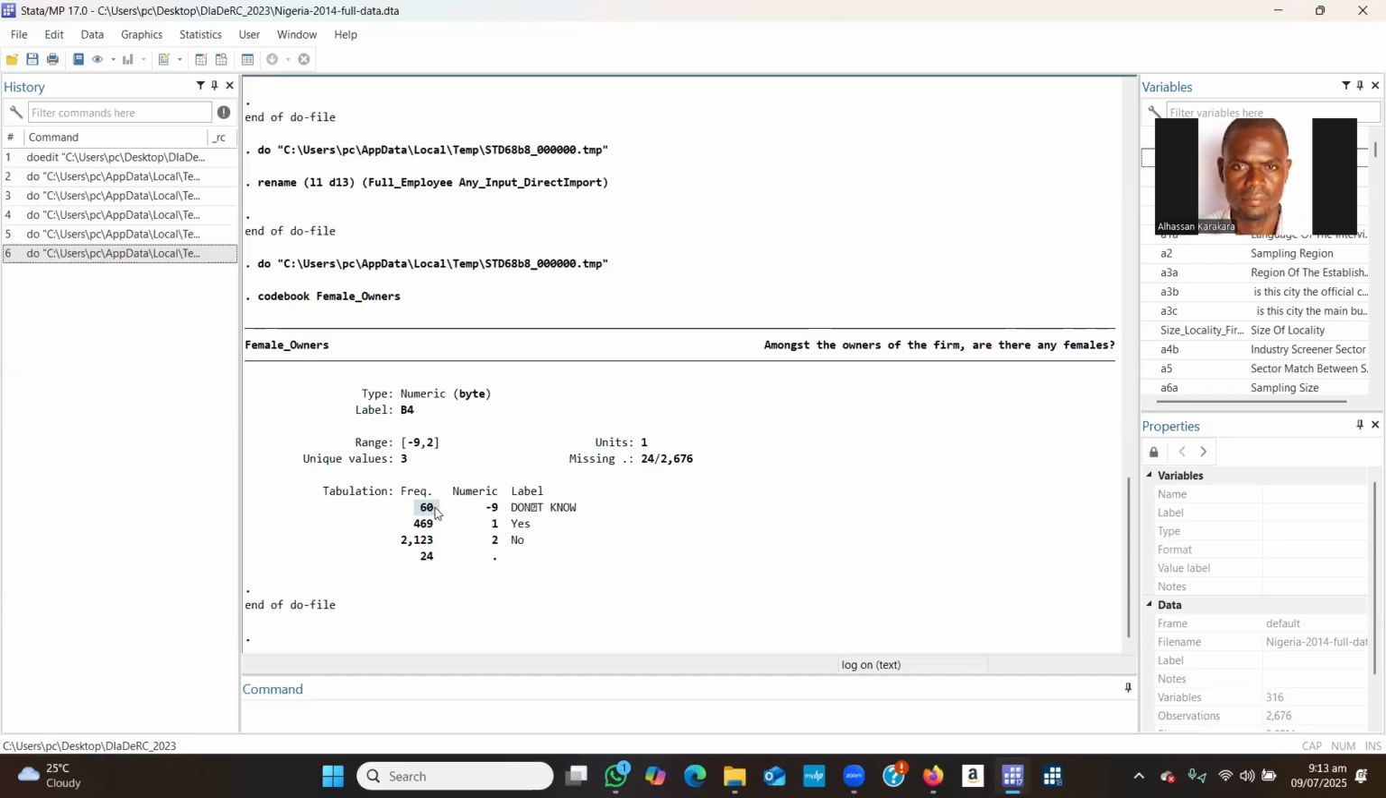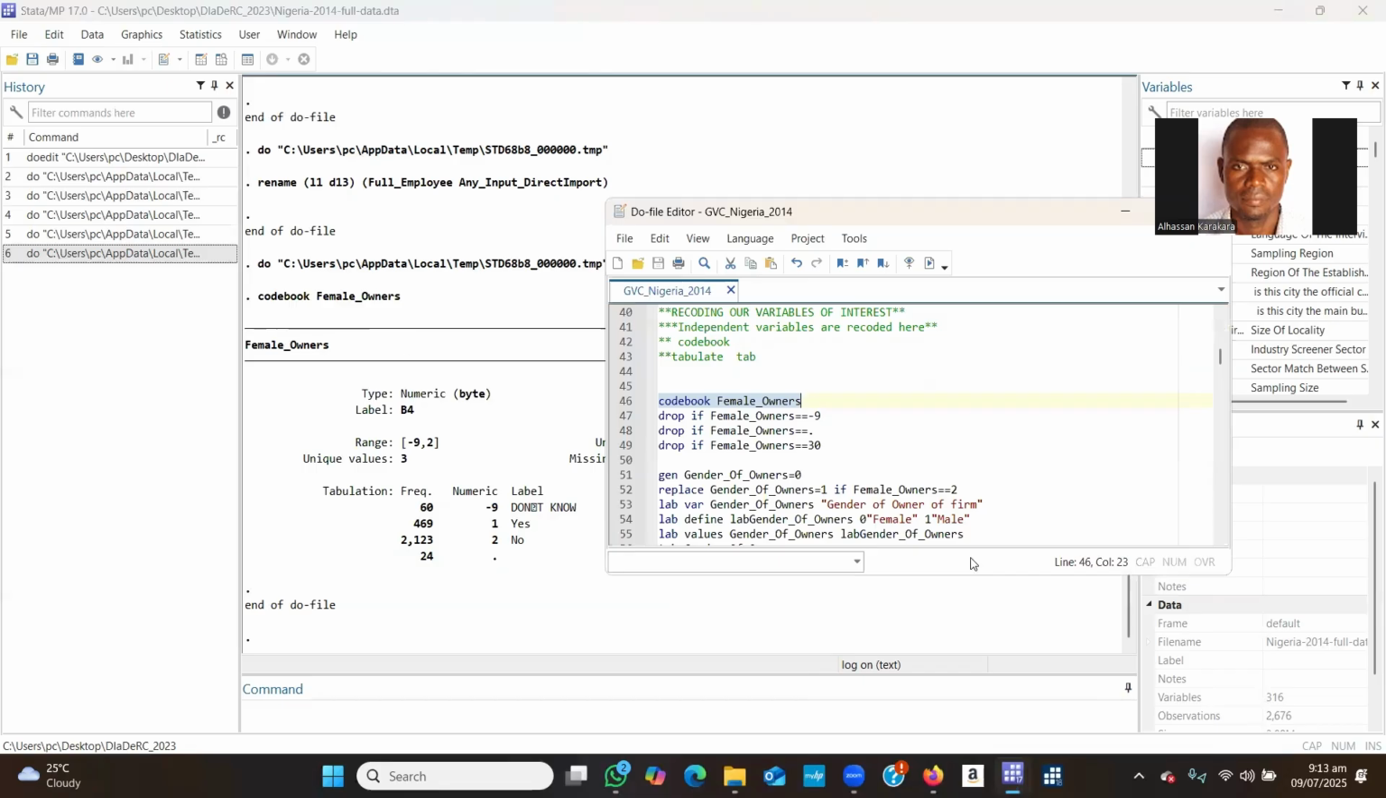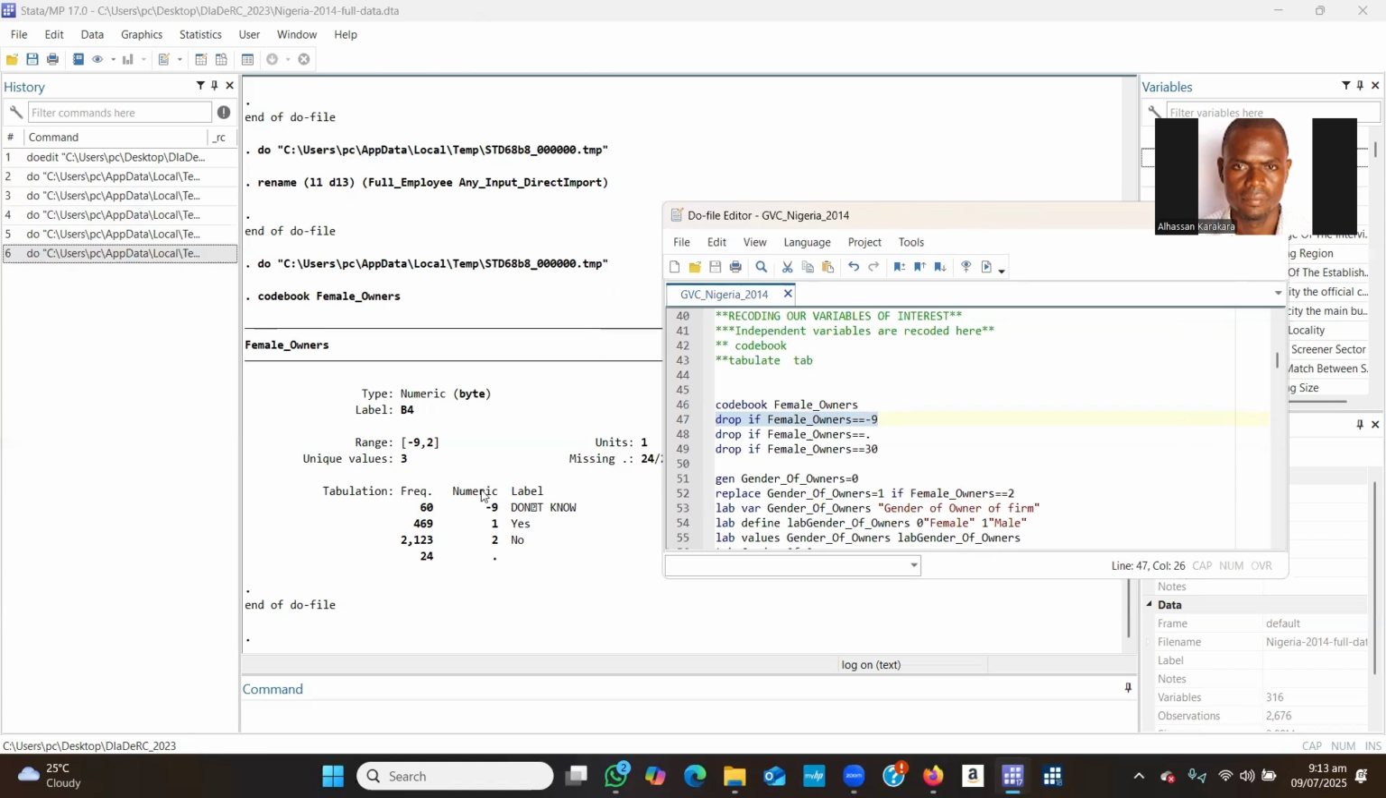But these 60 are saying they don't know. Since they don't know, we will need to take them out, because we are not sure whether they have female owners or not. So you need to drop these guys and also drop these 24 who didn't indicate anything. After code booking, you'll be able to see these dynamics. Then you easily type drop if the variable is equal to -9, and -9 is the numeric value here.